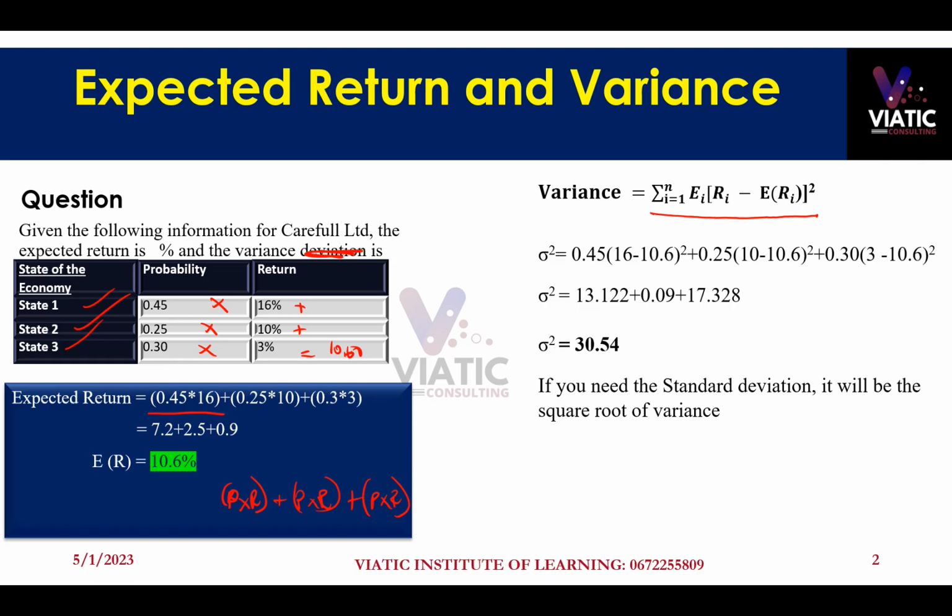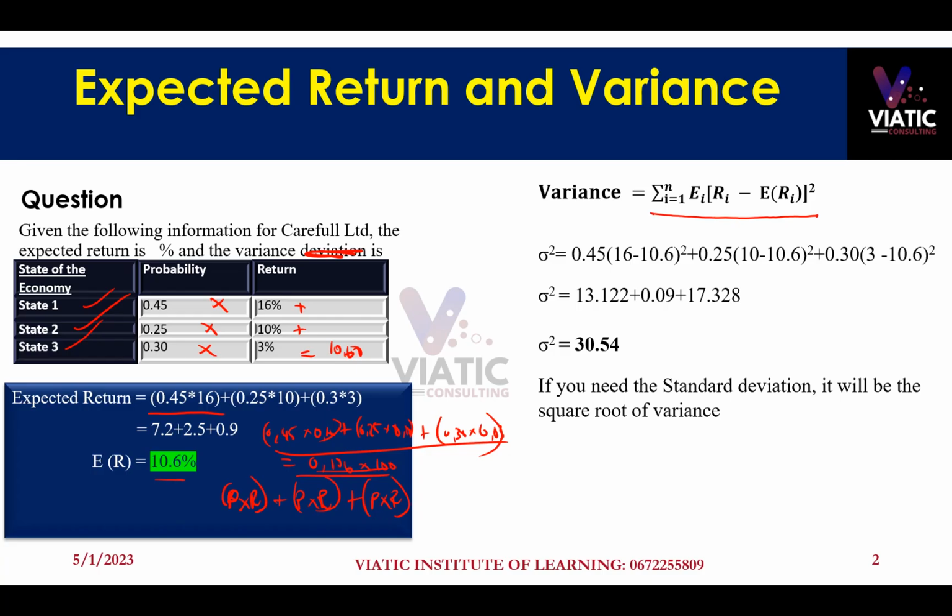0.45 multiplied by 16, 0.25 multiplied by 10, 0.3 multiplied by 3, then we get 7.2 plus 2.5 plus 0.9, then that's 10.6. So it is also possible to say 0.45 multiplied by 0.16, and 0.25 multiplied by 0.1 plus 0.30 multiplied by 0.03. But remember, when you do that, your answer will come as 0.106, and you multiply by 100 to get the actual answer.